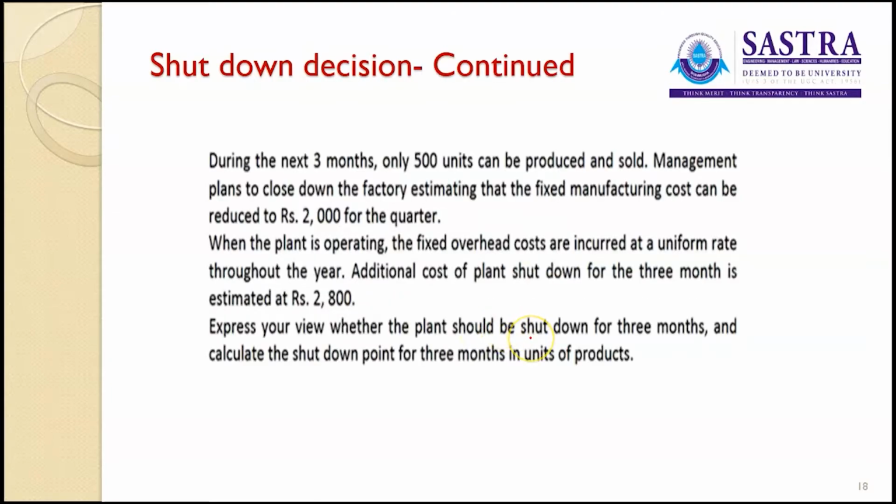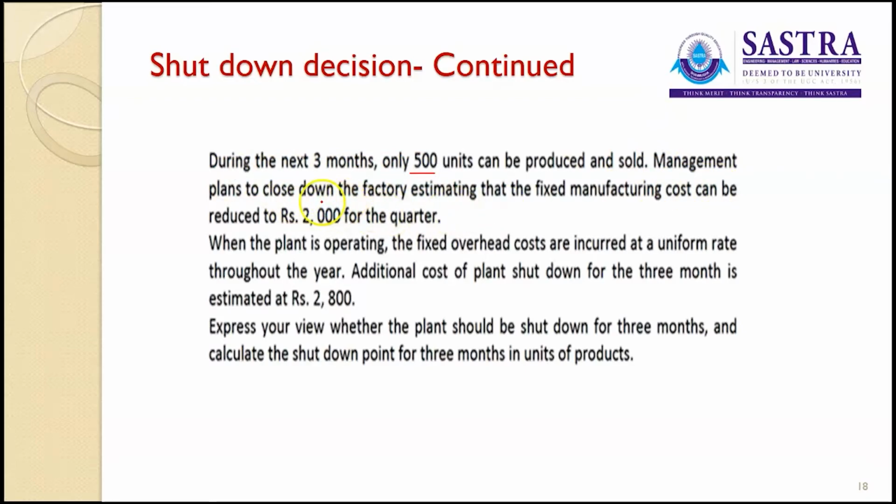Now we are going to see the decision to be taken. What is the decision that has to be taken by the management? During the next 3 months, only 500 units can be produced and sold. So for the next 3 months, they have a limitation that only 500 units can be produced and sold.